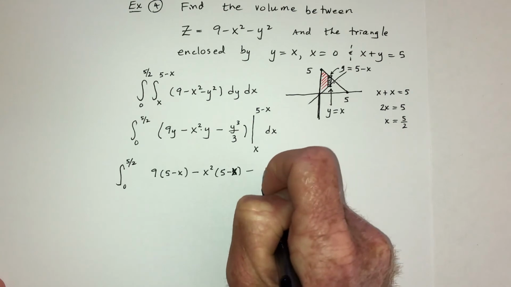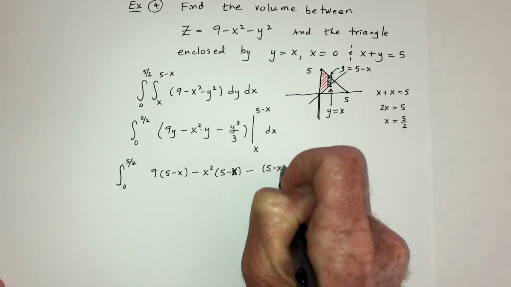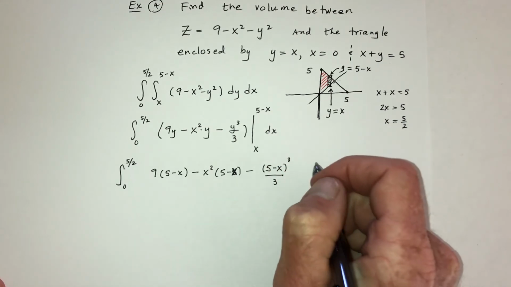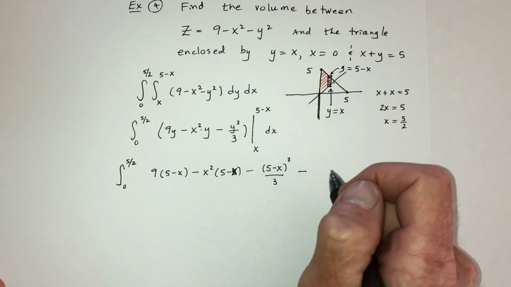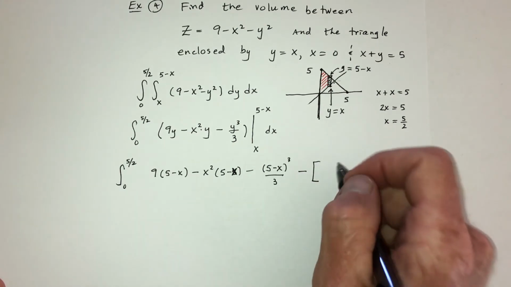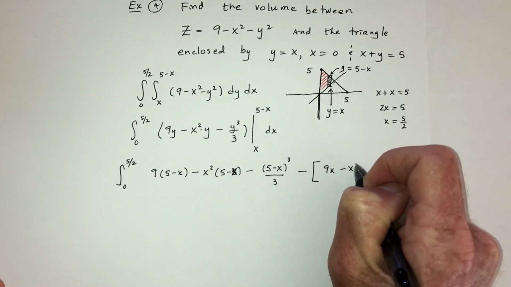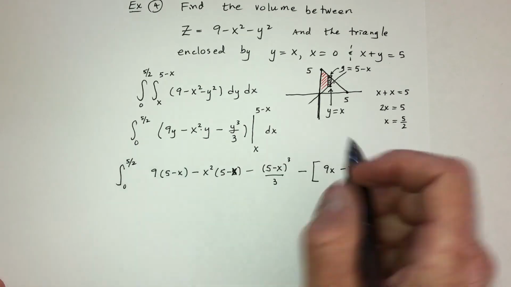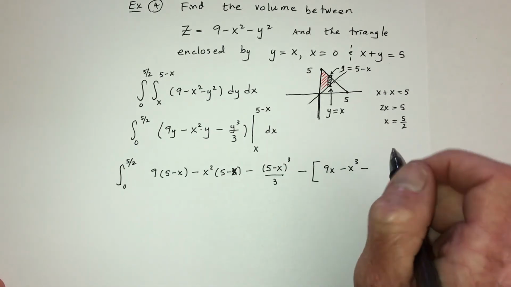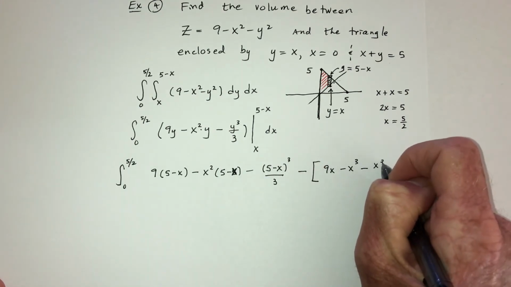And there's y cubed, so that's going to be 5 minus x cubed over 3, and then minus, now put an x in for all those y's, so 9x minus x squared times x is x cubed, and then minus, put an x right here, so that's x cubed over 3.